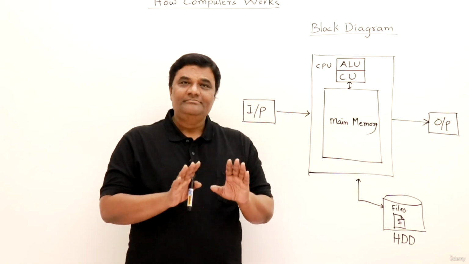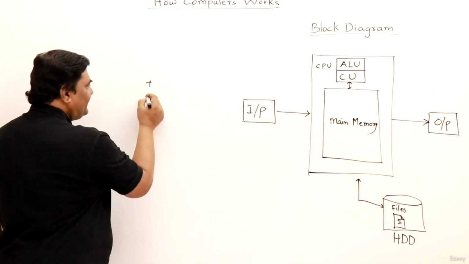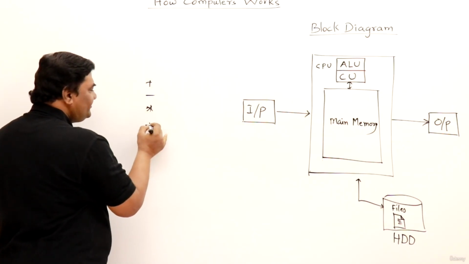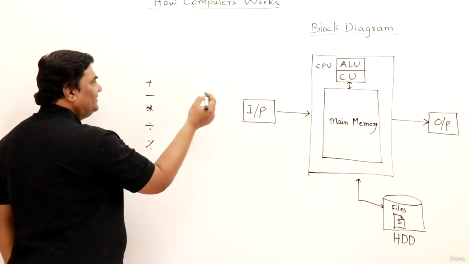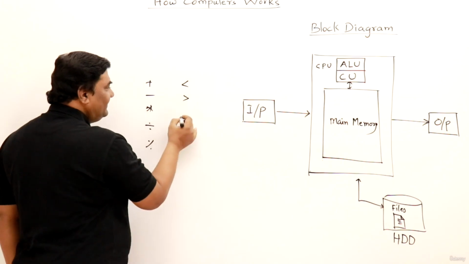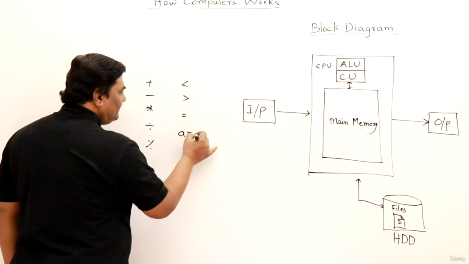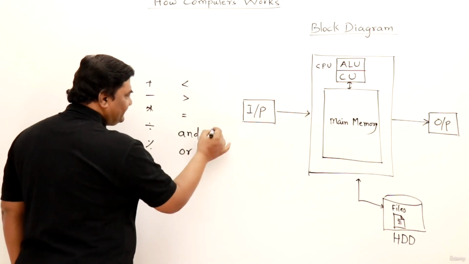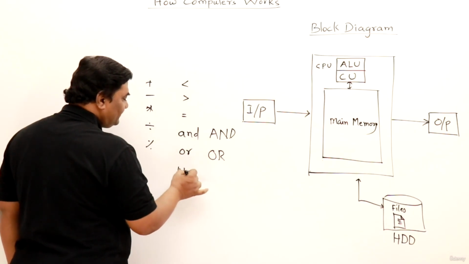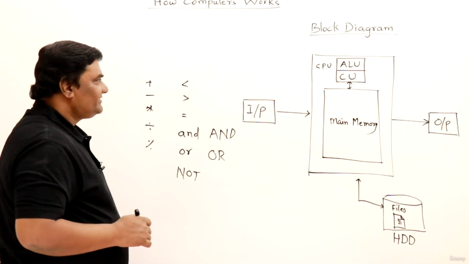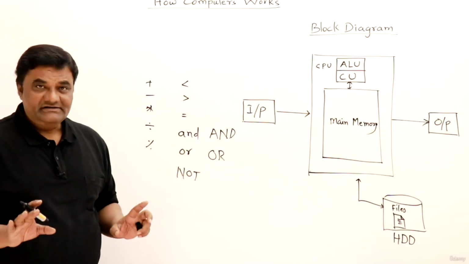So a computer can perform basic operations like arithmetic operations such as addition, subtraction, multiplication, division, or modulus. Then under logical operations, it can compare two numbers, so it can compare less than, greater than, or equal to, and also it can perform logical operations AND, OR, as well as NOT. So these are the logical operations basically. It can perform just these basic operations, right?